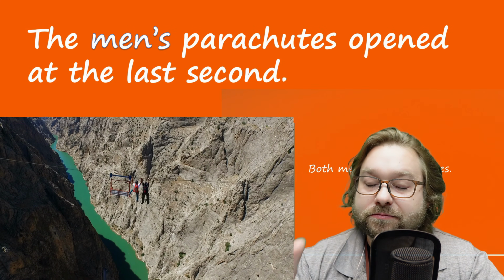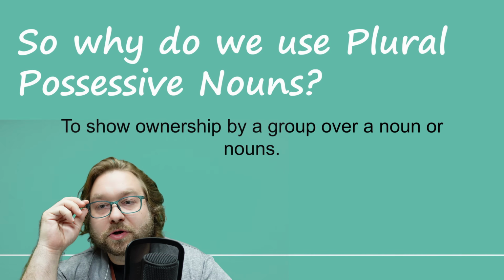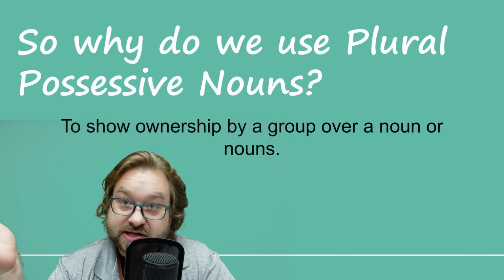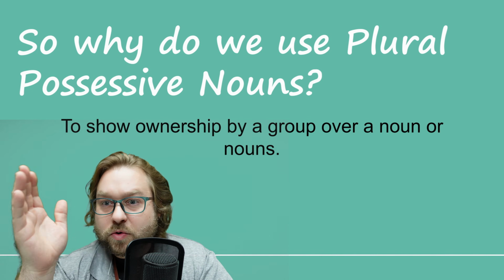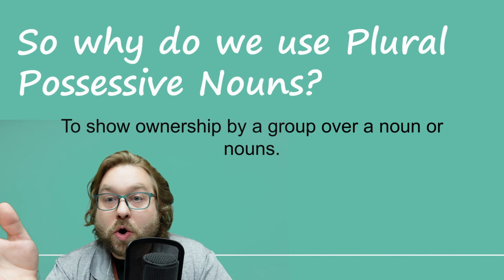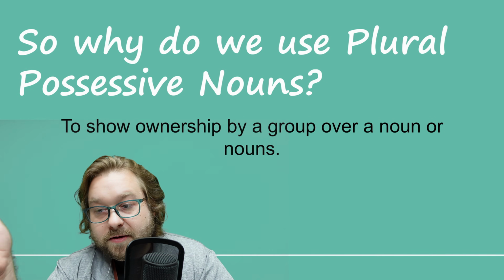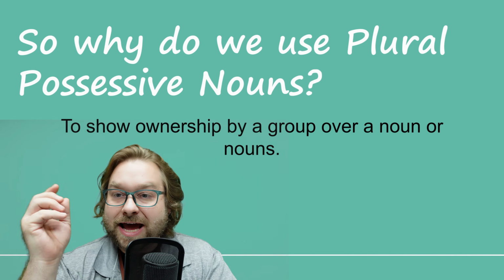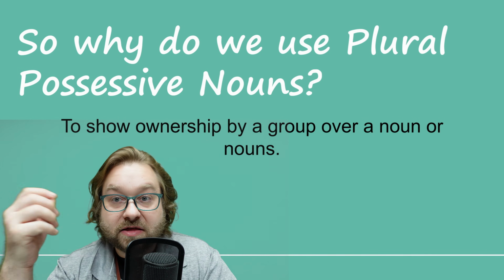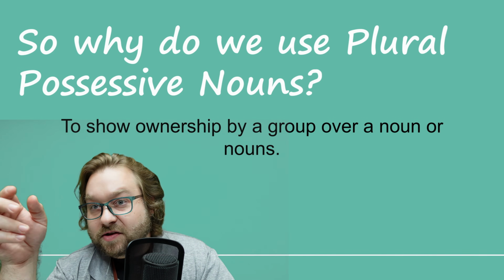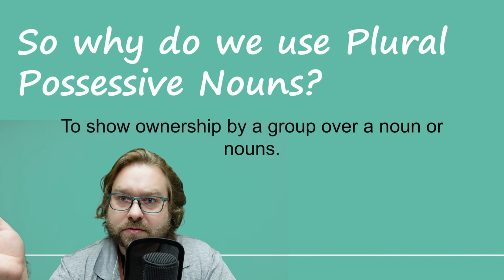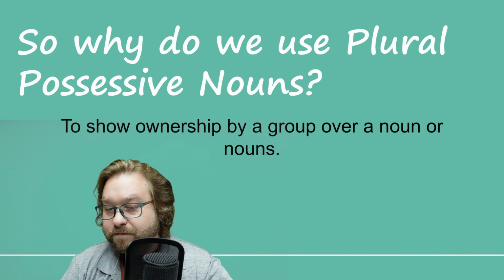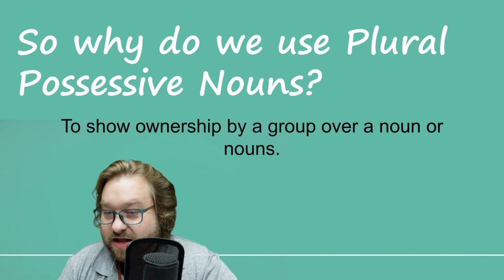Okay, let's see. Why do we use plural possessive nouns? Well, the same reason we use singular possessive nouns. We show that someone or something owns another thing. But here we have a group of things, a group of people, and they own one thing or many things. That's the point of this. We have to show ownership because ownership is important to understanding the sentence. Okay, now, I think you've got this now.